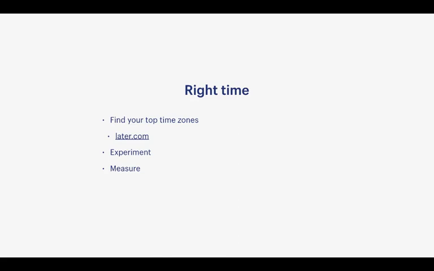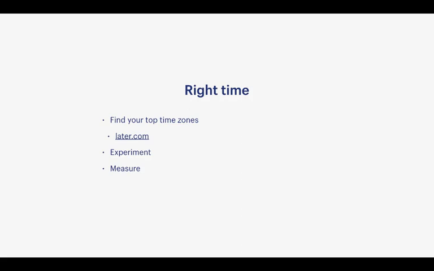So for example, if you want to begin doing this, we'll want to first figure out what are the most common time zones among our audience. This way we know to plan and schedule our posts to cater to the most common time zones of our audience. And then next we experiment.